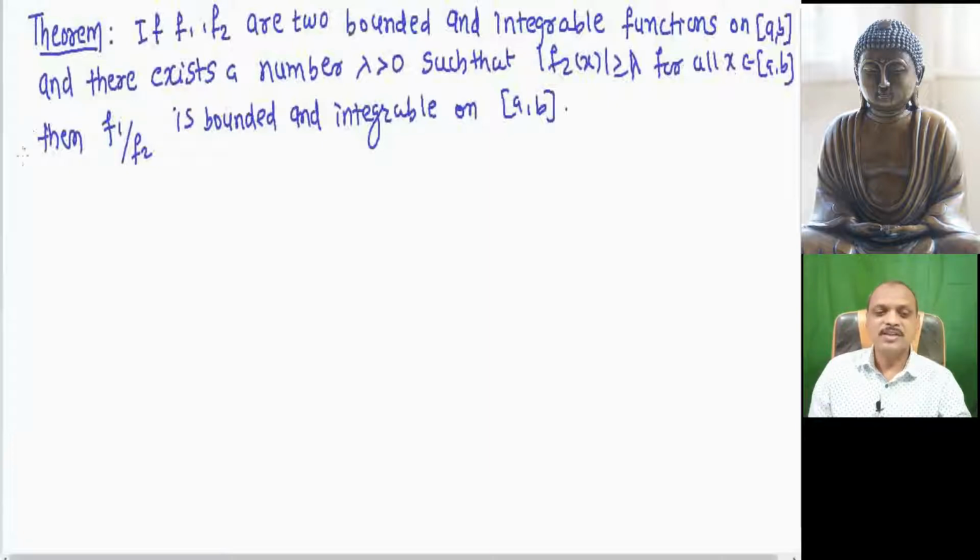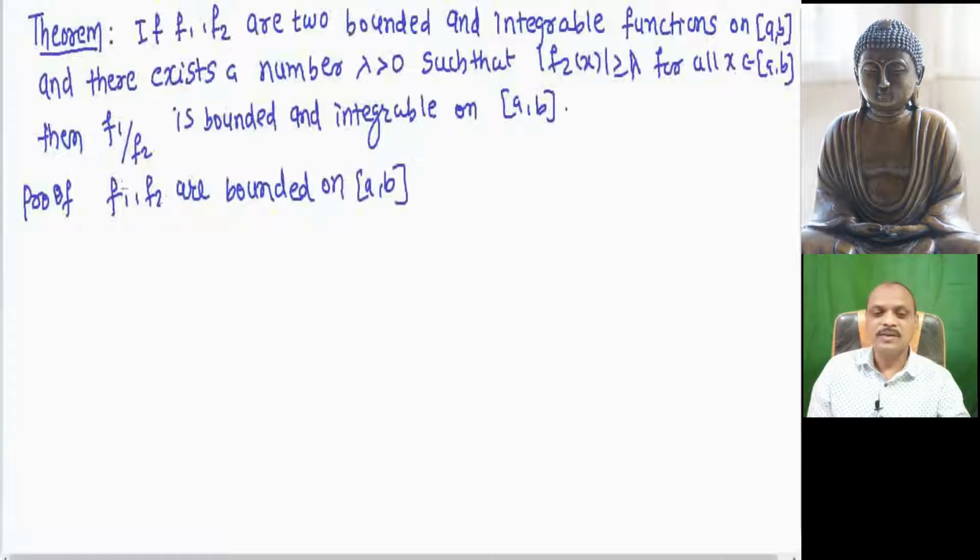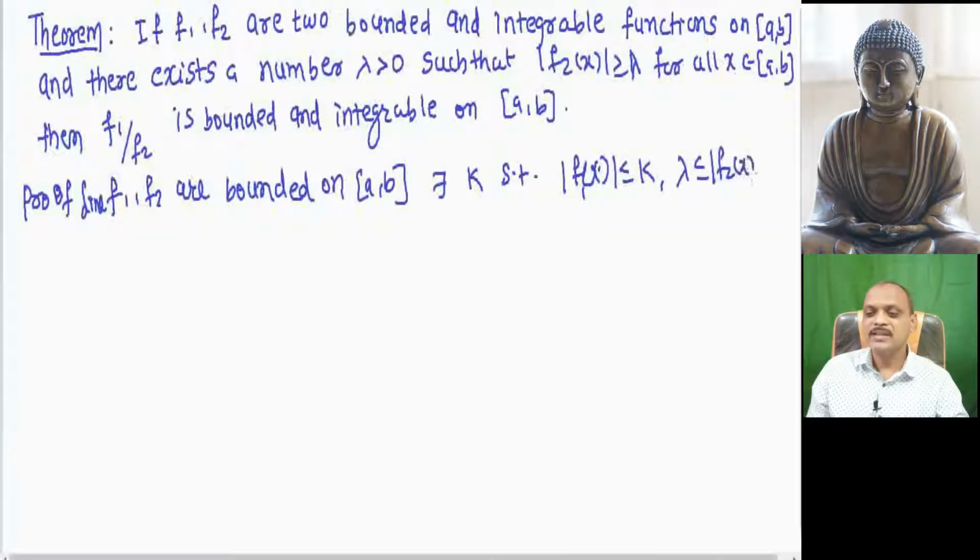So first apply the condition of boundedness. f1 and f2 are bounded on the closed interval [a, b]. It is given. Therefore there exists a number k such that the modulus of f1 of x is less than or equal to k, and lambda is less than or equal to f2 of x, which is less than or equal to k.